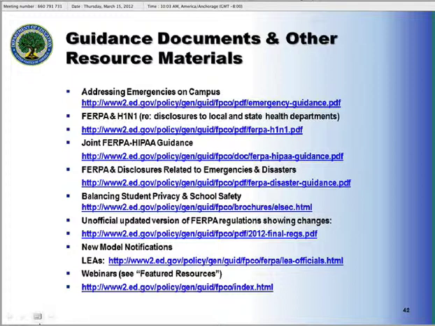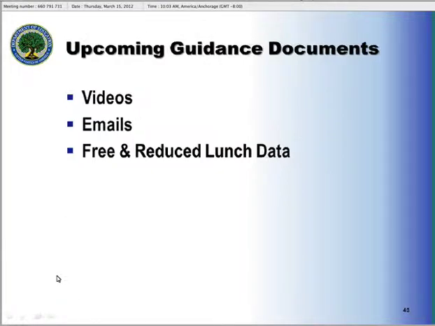Here are the links to some of the guidance documents we mentioned today, as well as the FERPA regulations and the new model notices. We are also making it a priority this year to get guidance out on how FERPA applies to videotapes and emails, and we're working with the Department of Agriculture to develop joint guidance on FERPA and the free and reduced price lunch program data.